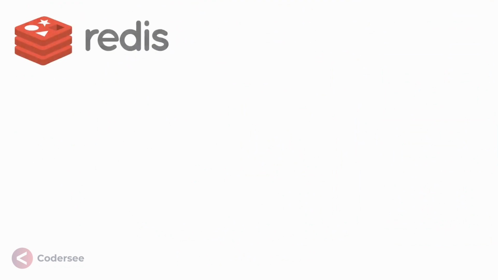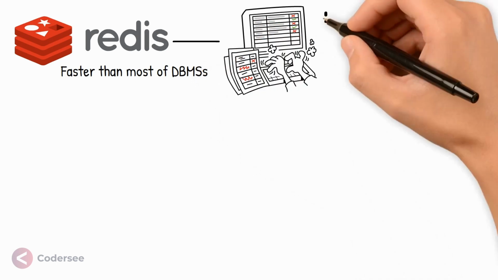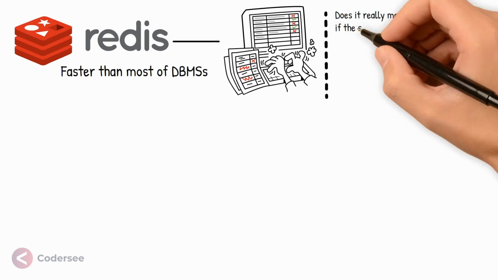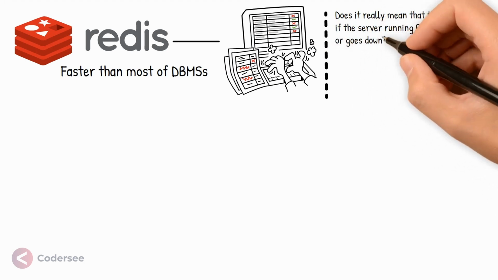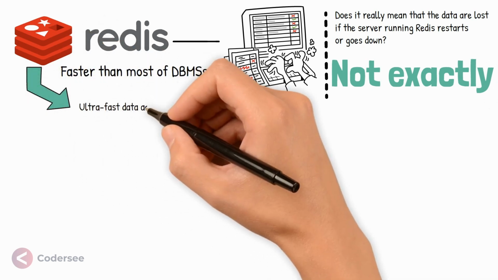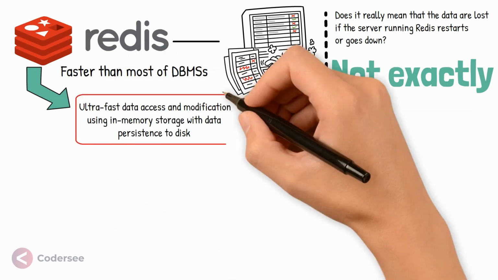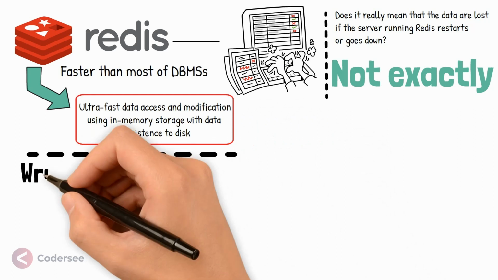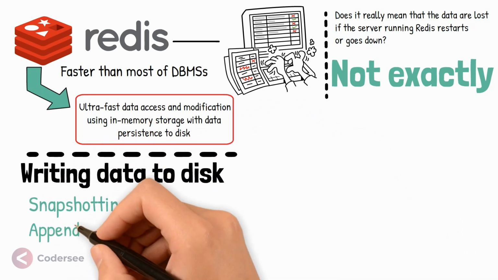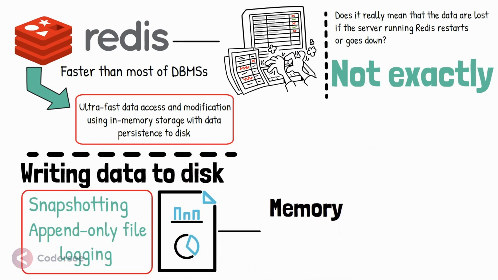So, as mentioned above, Redis stores data in memory, which makes it much faster than most DBMSs, which persist data to disk. But does it really mean that the data are lost if the server running Redis restarts or goes down? Not exactly. Redis was designed to combine ultra-fast data access and modification using in-memory storage with data persistence to disk. To prevent data loss, Redis supports writing data to disk using different storage options such as snapshotting and append-only file logging. So if the server restarts, the data are simply restored to memory from the disk space.